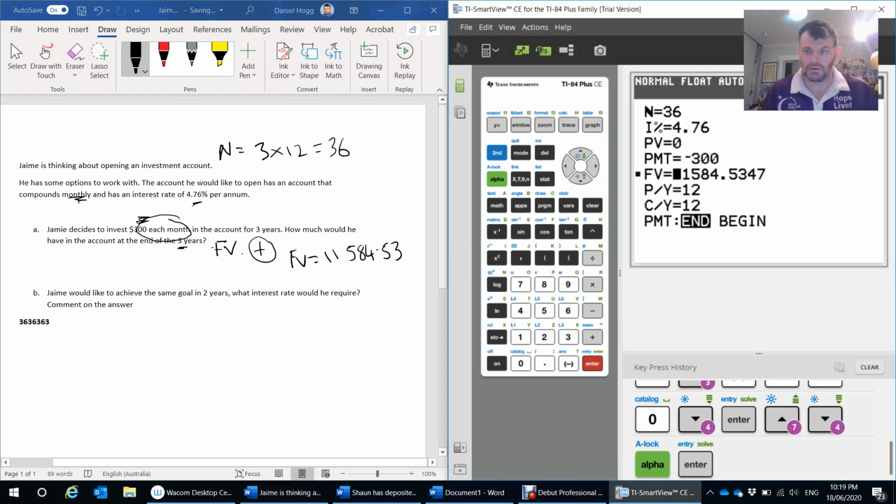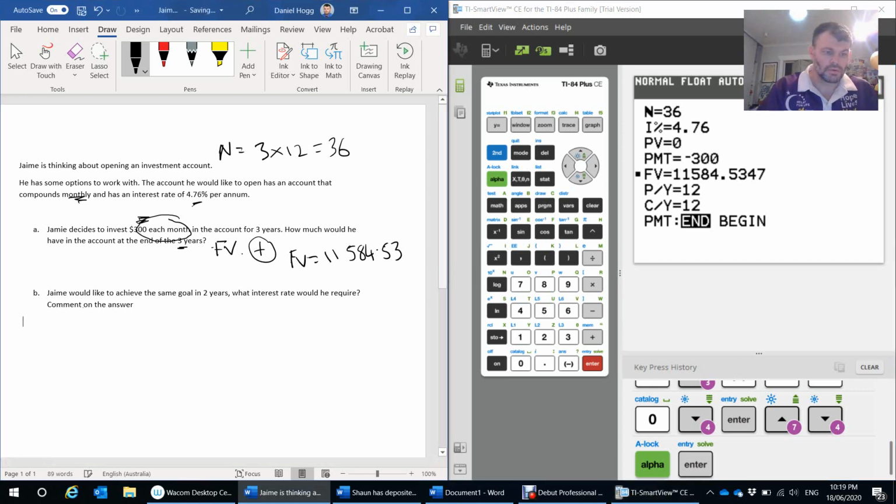Okay, so we've worked out how much is going to be in the account after 3 years. However, Jamie has decided that he would like to achieve the same amount in 2 years.